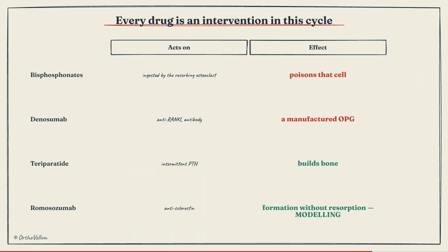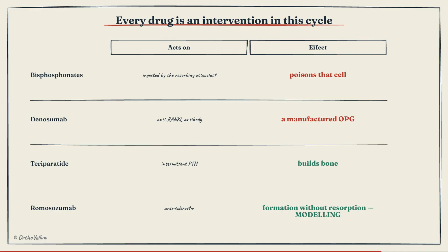Which brings us to the drugs, because every one of them is an intervention at a specific point in the cycle we have just built. Bisphosphonates bind avidly to mineral and are ingested by the osteoclast that tries to resorb it, poisoning that cell. Denosumab is a monoclonal antibody against RANKL, effectively a manufactured osteoprotegerin, which is why its effect is so profound, and also why it reverses abruptly if the drug is stopped without follow-on treatment.